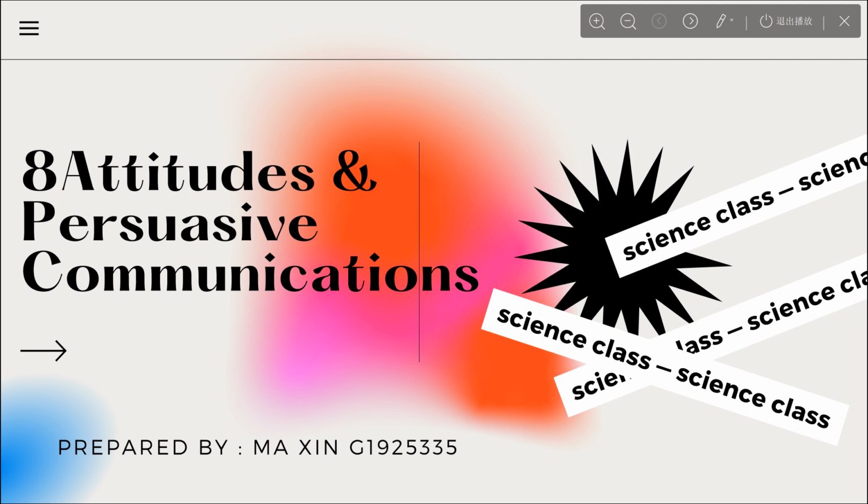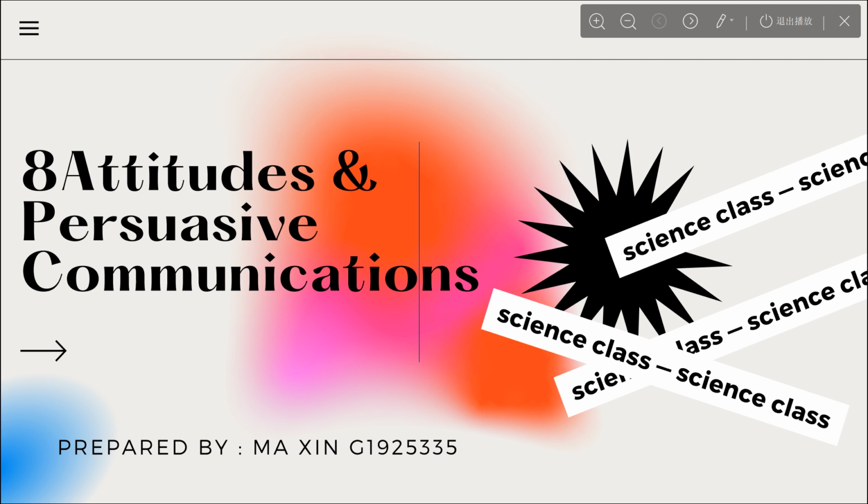So we have to be clear about the variables, such as PRECISE. From the perspective of PRECISE, there are four elements as well. Number one is attention, number two is comprehension, number three is acceptance, and number four is retention. Let's talk about them respectively.